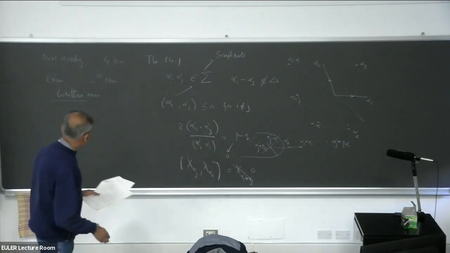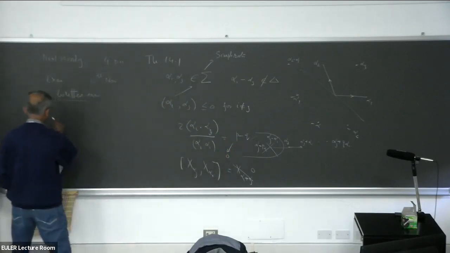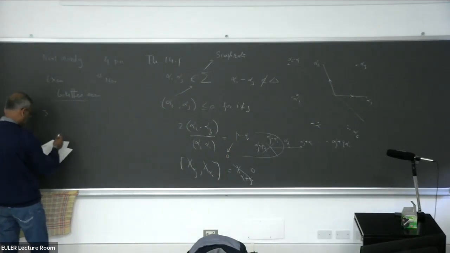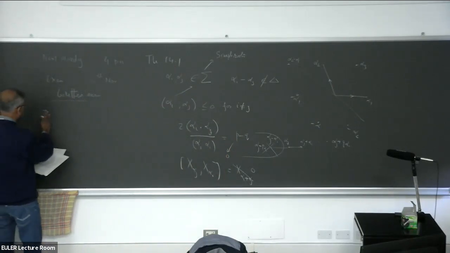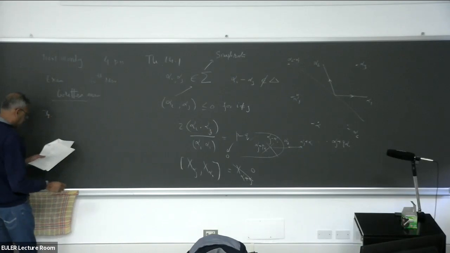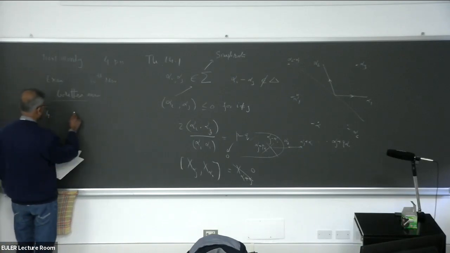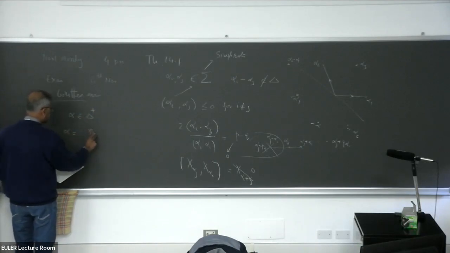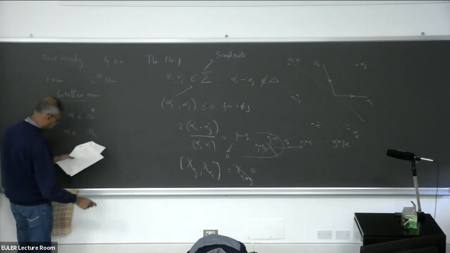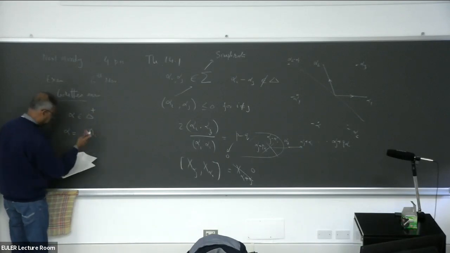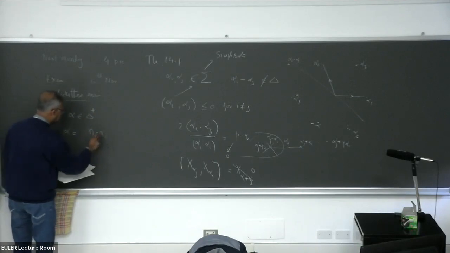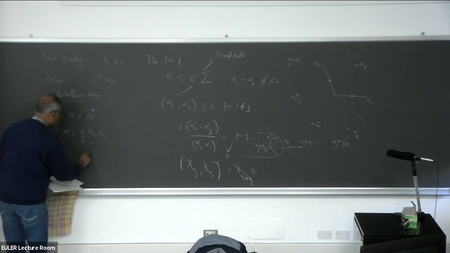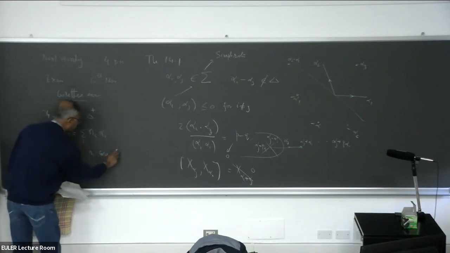Okay, and then the third point was that, well, actually we went the other way. We first proved the fourth point. The fourth point was that if alpha belongs to delta plus, then I can always express alpha as some sum of integers Ni alpha I, where the Ni are all non-negative integers.